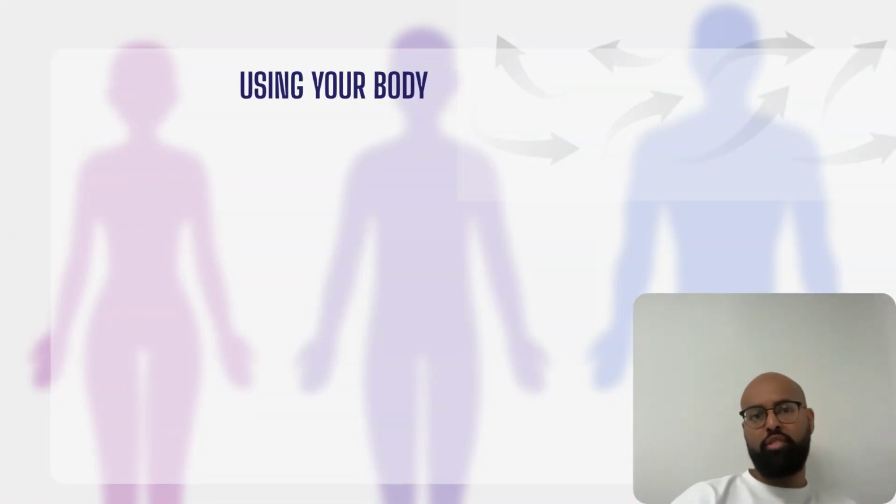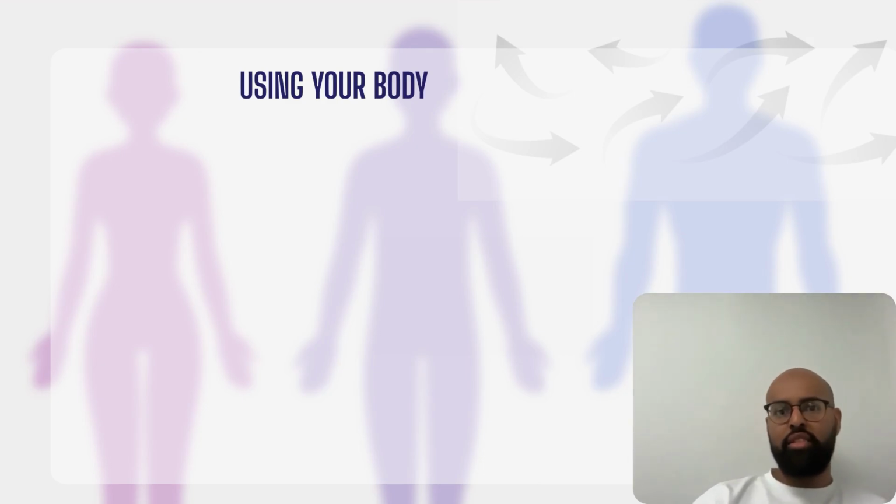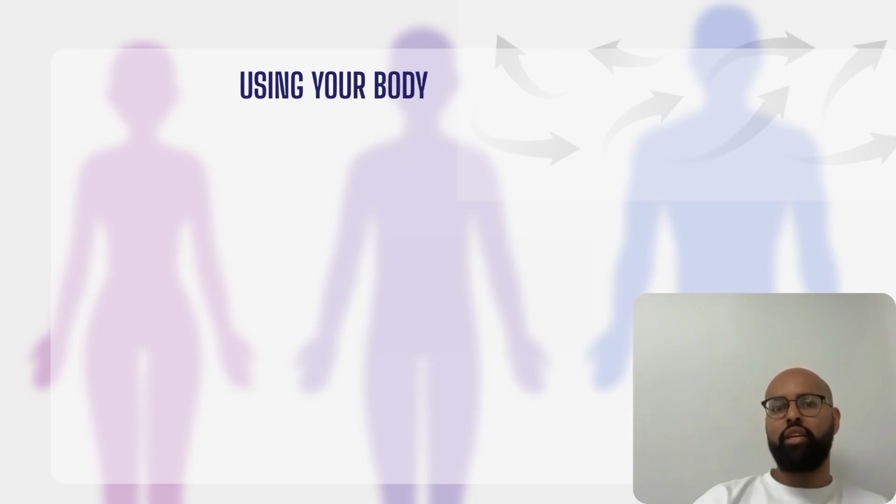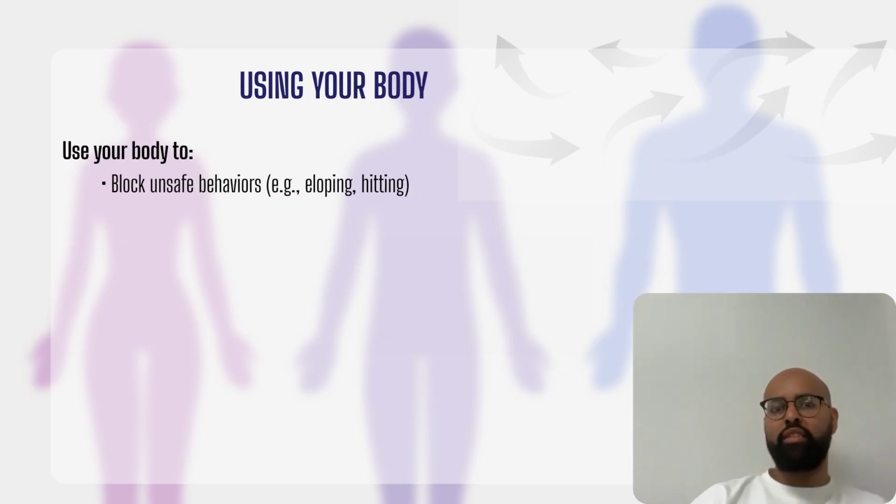Let's talk about using your body and choosing your battles. When managing challenging behaviors, it's important for practitioners to know how to appropriately use their bodies to keep everyone safe. Sometimes, challenging behaviors can happen suddenly, so we always need to be prepared. For example, if a child is trying to elope, you can use your body to safely block the exit, like standing in front of the door to prevent them from running out.